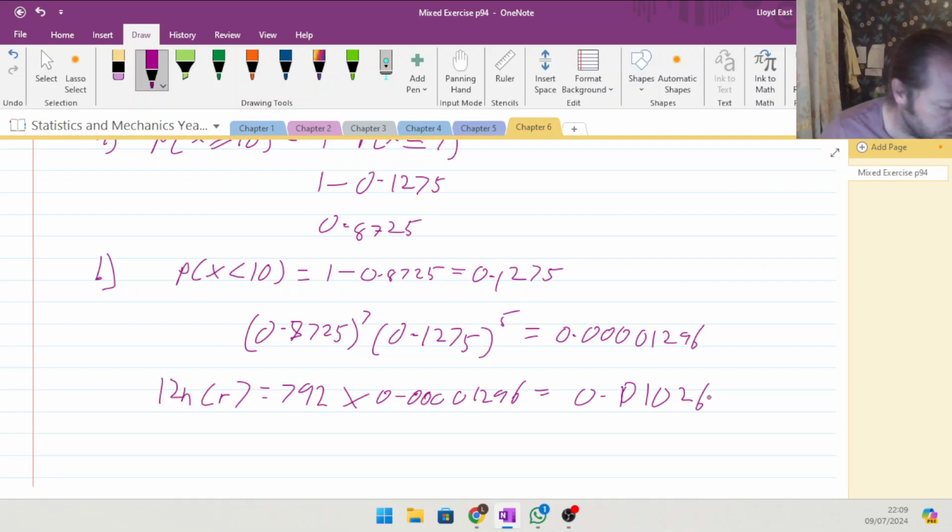Okay, so the probability that she hits a bullseye with at least 50% of her arrows in 7 out of 12 attempts of arrows, or sets of arrows, is 1%. Okay.